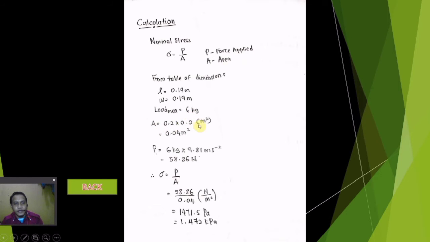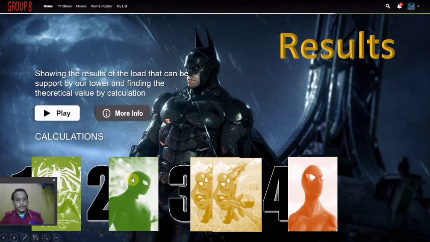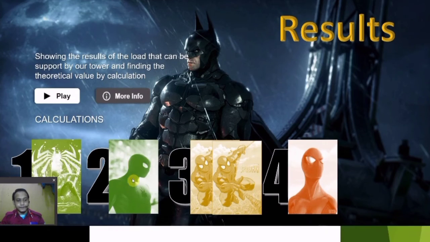Area we can find by multiplying the length and width together, so we get 0.04 meter square. The force we get from 6 kg multiplied by 9.1 meter per second square, so we get 58.86 Newton. So for the stress, we have the values of A and P, so we substitute into the equation, and we get 1.472 kilopascal. After that, we calculate the strain.